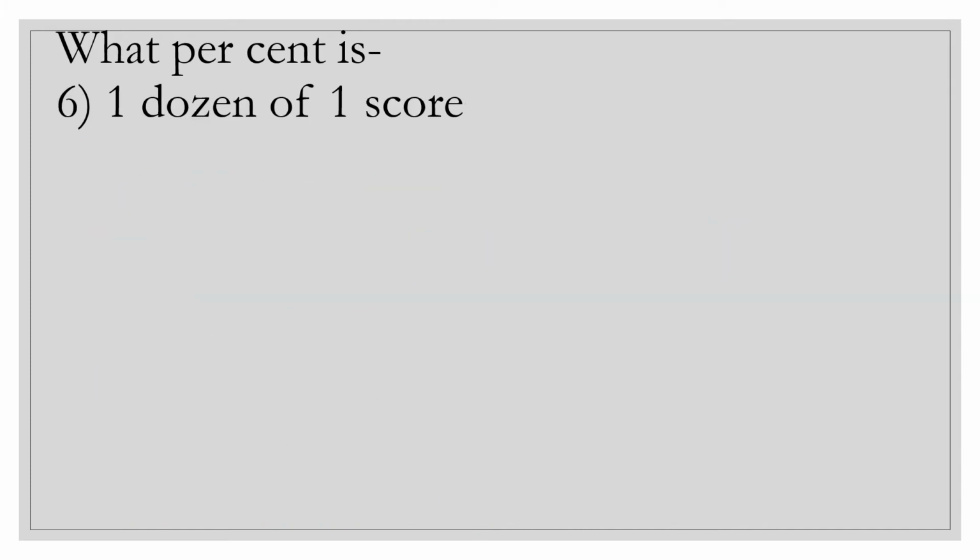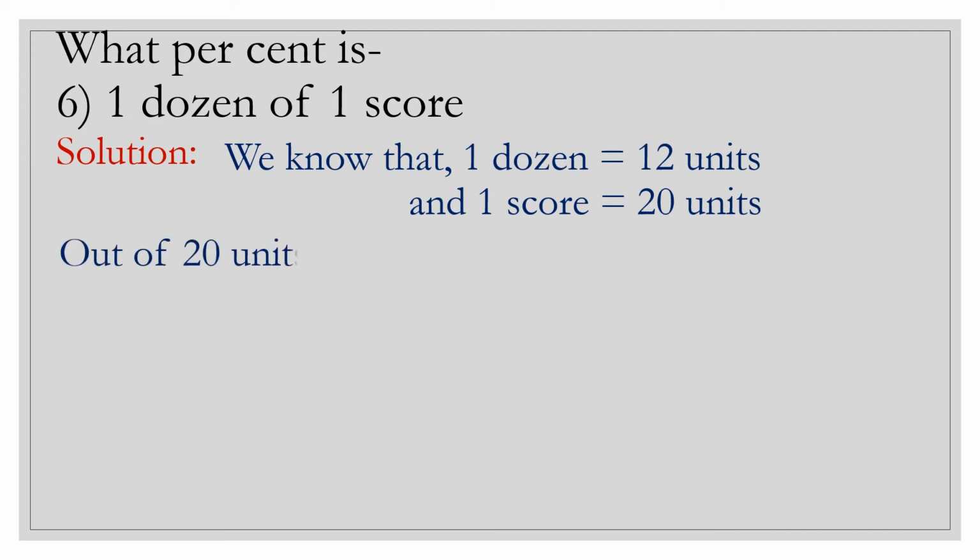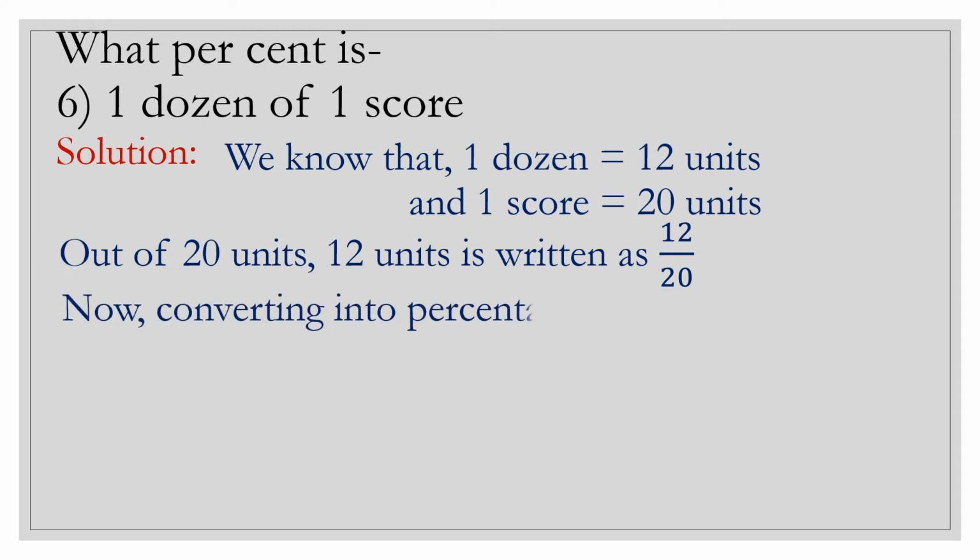Next is question number 6. What percent is 1 dozen of 1 score? Again, the units are different, so let's convert them into same units. We know that 1 dozen is equal to 12 units and 1 score is equal to 20 units. So out of 20 units, 12 units is written as 12 upon 20. Now converting into percentage. So write down 12 upon 20 multiply by 100 in bracket and put the percentage symbol.